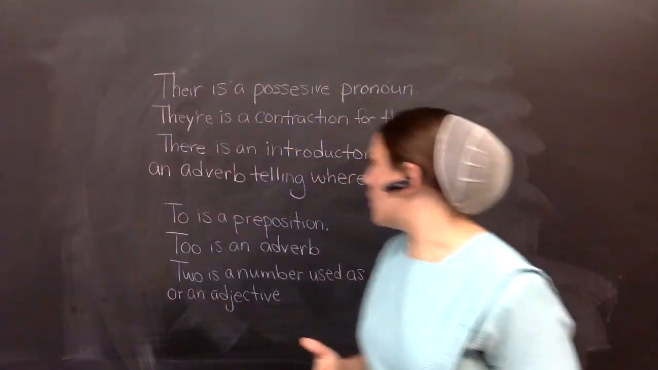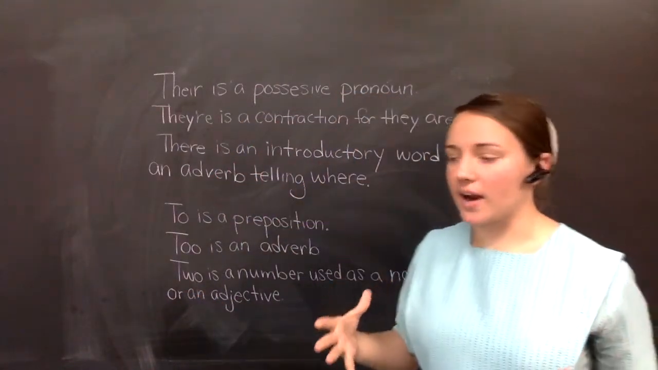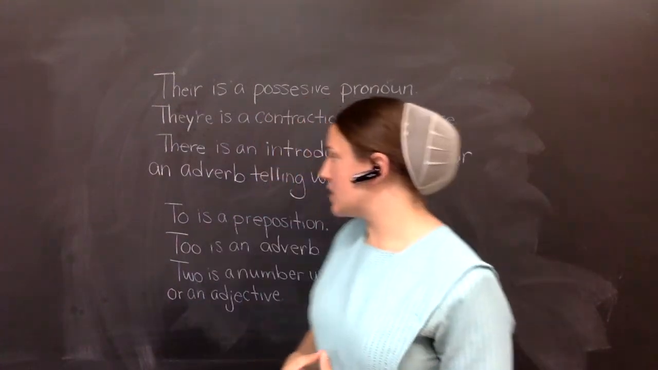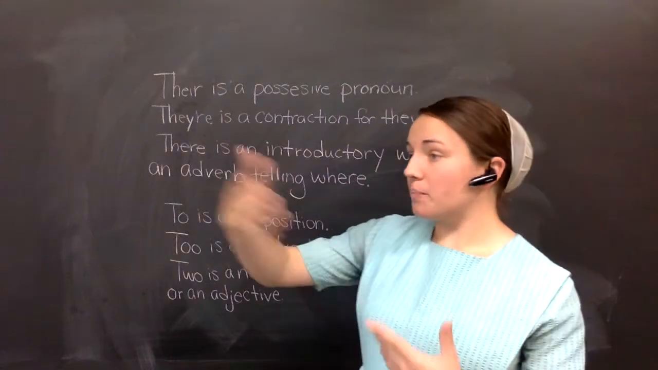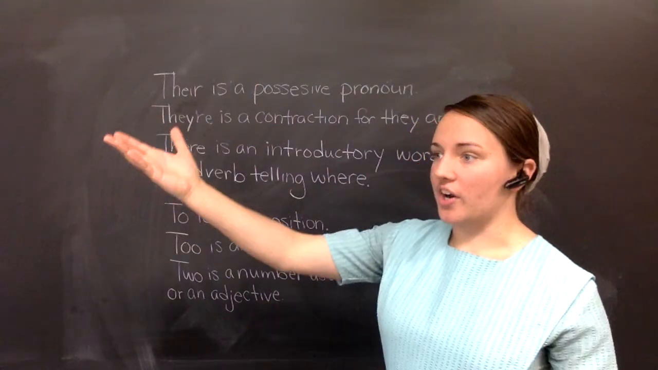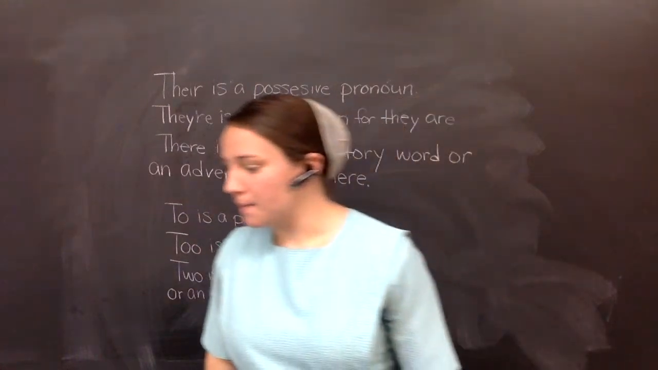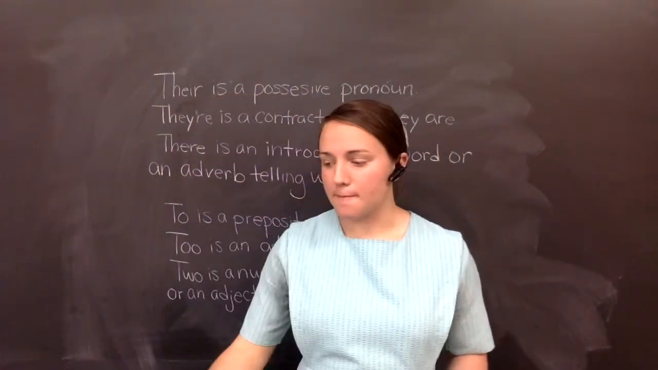The next form, an adverb telling where, an example would be, I have never been there. So you can say, I have never been there. It's just saying where you haven't been, so it's just a word telling where, okay? That's another way you can use there.